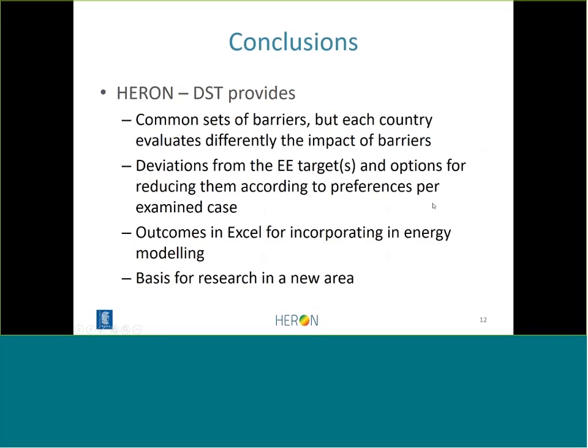And back to our conclusions. So the software can allow us to have common sets of barriers. Of course, each country and each user may evaluate differently the impact of barriers. It depends on the information that he or she has. We can see the deviations from the energy efficiency targets and the options that a user can make in order to reduce them according to the preferences per each examined case. The outcomes can be saved in an Excel file, and these from the Excel can be incorporated in the energy modeling. And of course, this is the basis for research in a new area.